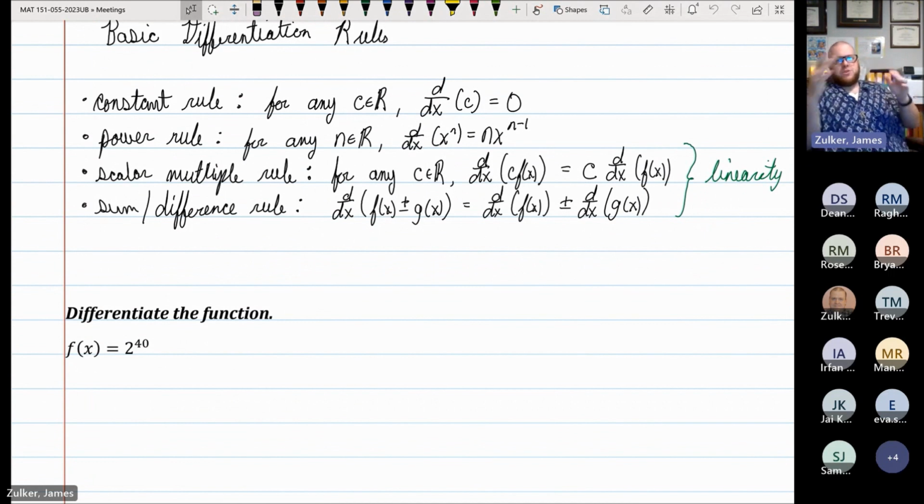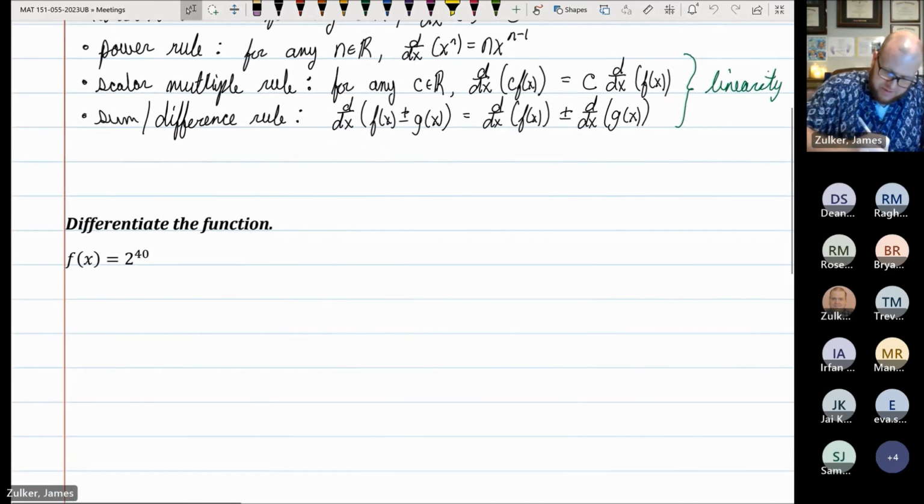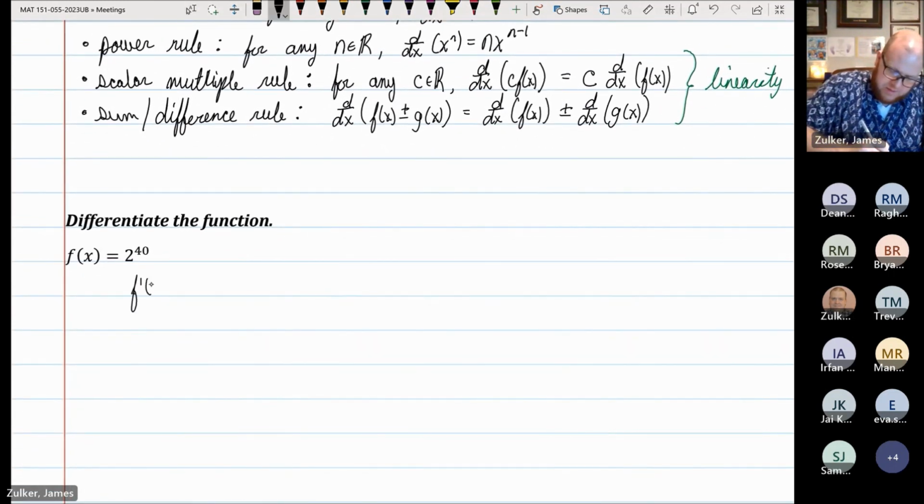What we're going to do now is just use these rules to find the derivative of several functions. Right? f of x is 2 to the 40th. Well, that would mean that f prime is just 0, right? By the constant rule.